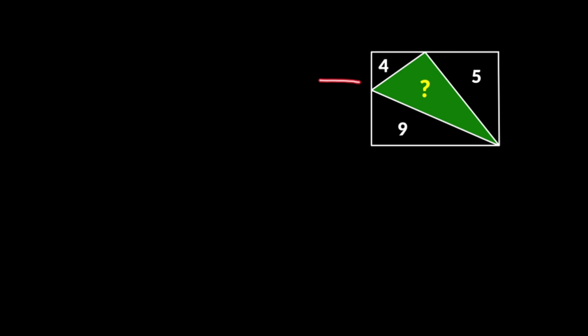Take a look at this for a second. We've got a rectangle, and inside it, 4 triangles. 3 of them are easy. Their areas are 4, 5, and 9. But that green one in the middle, that's the real question.